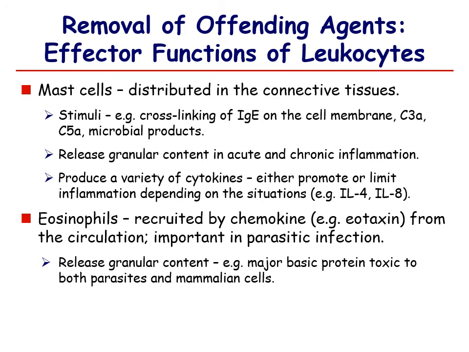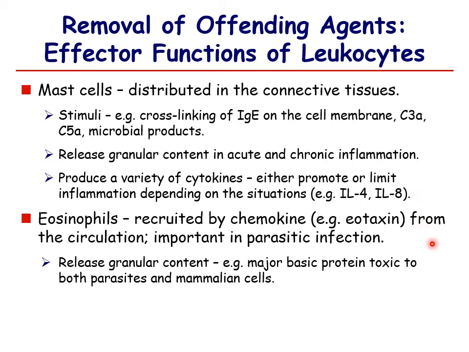Similarly, granulocytes that are found in the tissue are mast cells, and they can be activated and release their granular content in acute inflammation as well as in chronic inflammation. They themselves can produce a variety of cytokines, but these cytokines can either promote or limit inflammation depending on the situation. Regardless, the classical examples of cytokines that mast cells produce are interleukin-4 and the chemokine interleukin-8.